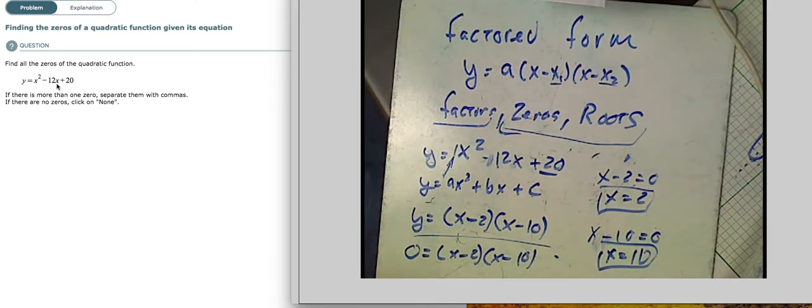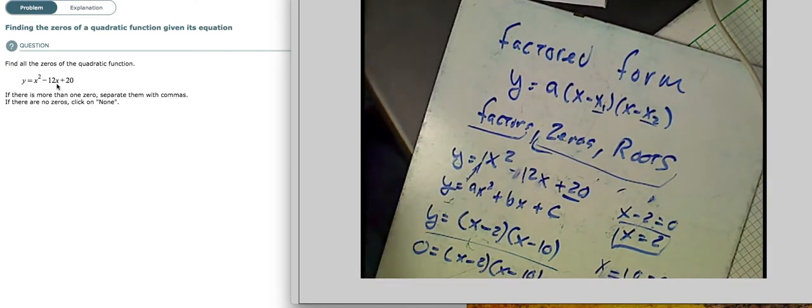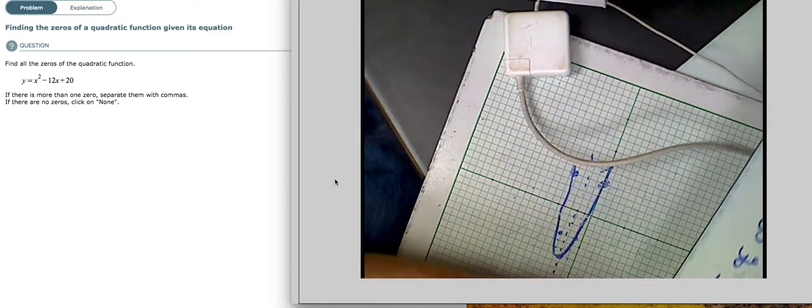So my two roots, or my x-intercepts, are 2 and 10, and my y-intercept is 20. And just based off that, I can actually do a fair amount of graphing, though that's not what this is asking for. If you look at this problem over here, it just says find all the zeros. So it's just going to be x equals 2 and x equals 10. But let's look at the graph of that real quick.